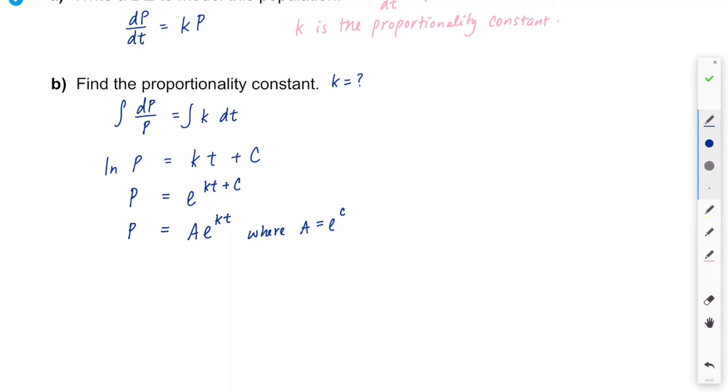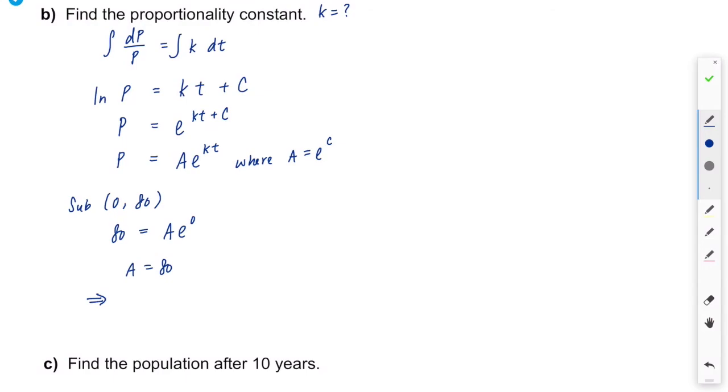Okay, so we have to find out what A is, what k is. Let's sub in. At time 0, the population was 80. So I have 80 equals A times e to the power of 0, really. So A is 80. This tells me that the population function is now 80 e to the power of kt. But we still need to look for the value of k.